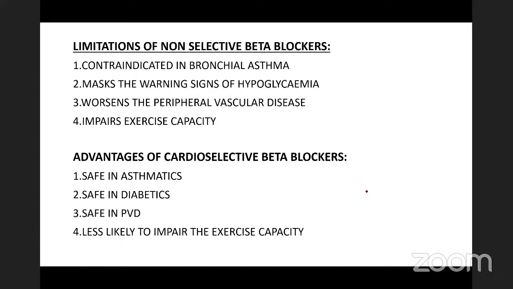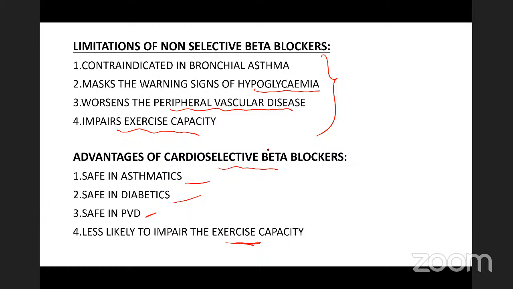They are contraindicated in bronchial asthma. It also masks the warning signs of hypoglycemia, so it cannot be used in diabetes. Because of worsening of peripheral vascular disease leading to gangrene, it cannot be used. It impairs the exercise capacity. In order to overcome these side effects, we always prefer the cardioselective beta blockers, which we can safely use in asthmatics, diabetes, and peripheral vascular disease, and which do not impair the exercise capacity. To overcome the side effects of non-selective beta blockers, we can always go for cardioselective beta blockers.